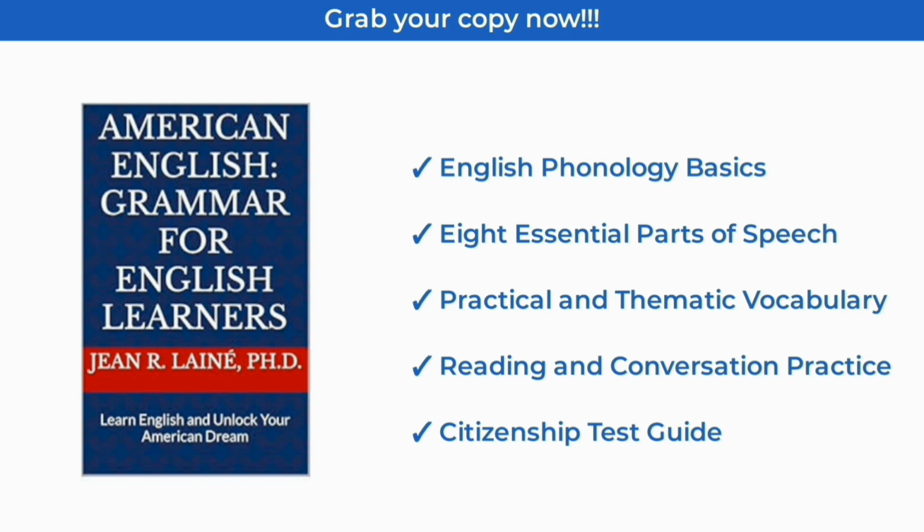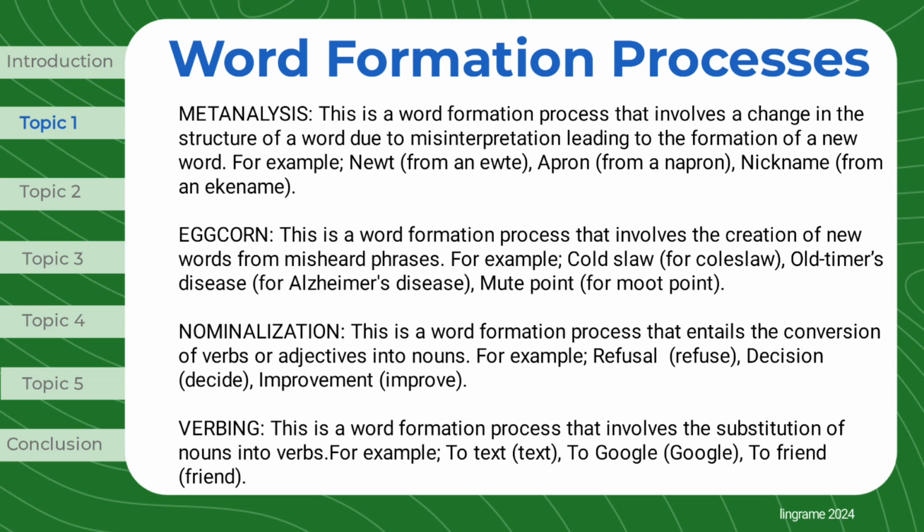Metanalysis. This is a word formation process that involves a change in the structure of a word due to misinterpretation leading to the formation of a new word. For example, newt, from an ewt; apron, from a napron; nickname, from an ekename.